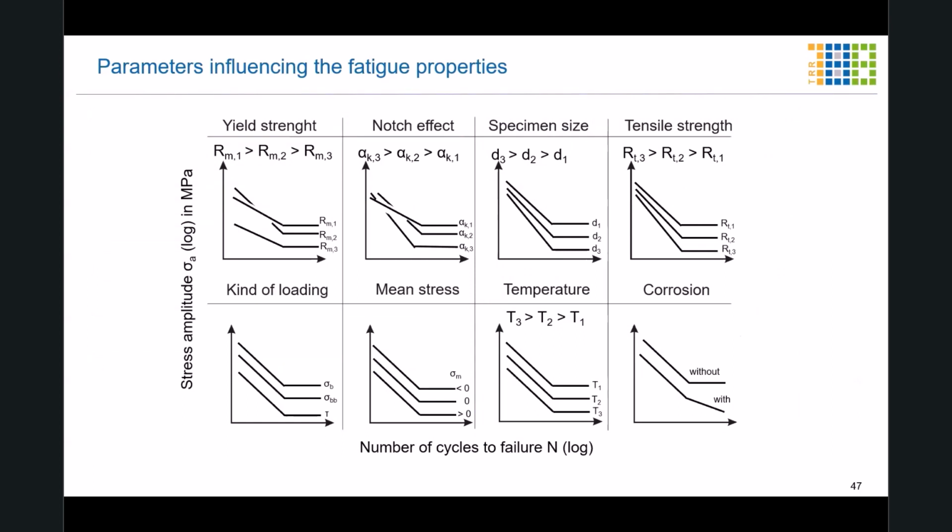And in this case, we can see a visual representation of the described parameter influences, for example, temperatures, and also the yield strength and the influences of the environment like corrosion, which leads to a significantly worse fatigue property.